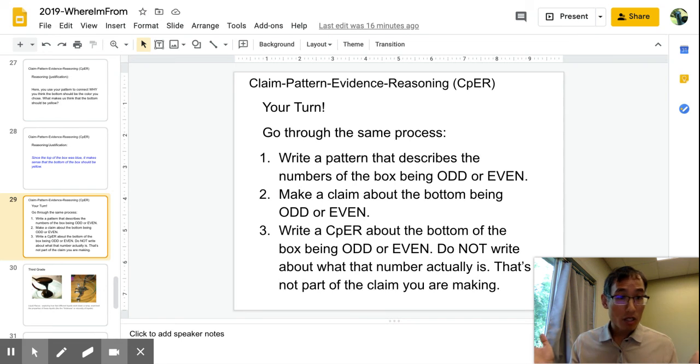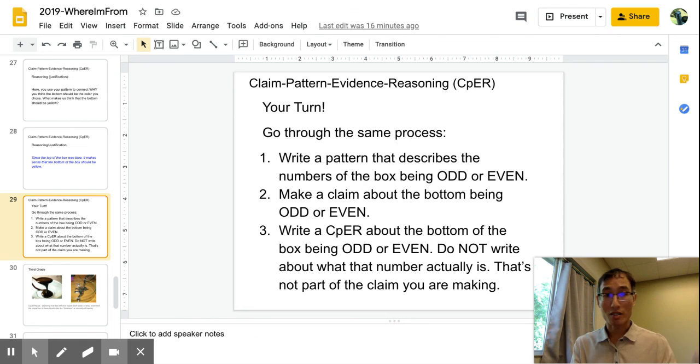Don't write about the actual number, only write about odd or even, because remember, if you start adding too many claims to your paragraph, it gets bogged down. There's too many things you've got to write about. It gets too jumbled. So we want to keep it clean and concise and just to the point. I only want you to claim if the bottom is odd or even, and that's it. And then you're going to write a CER or CpER on the bottom of the box.